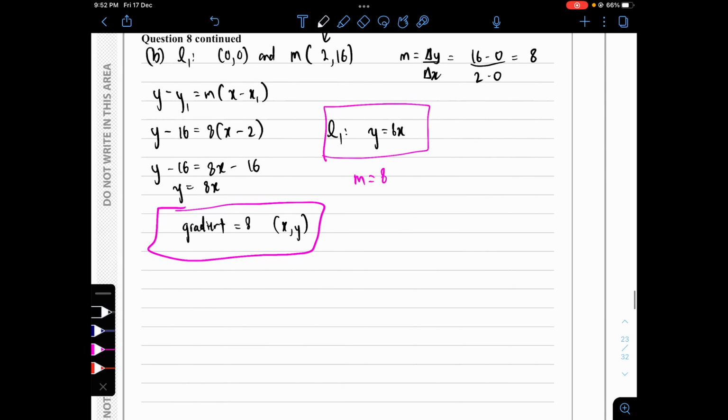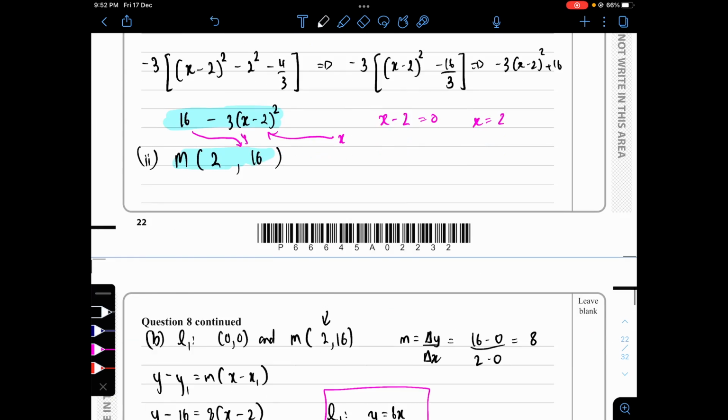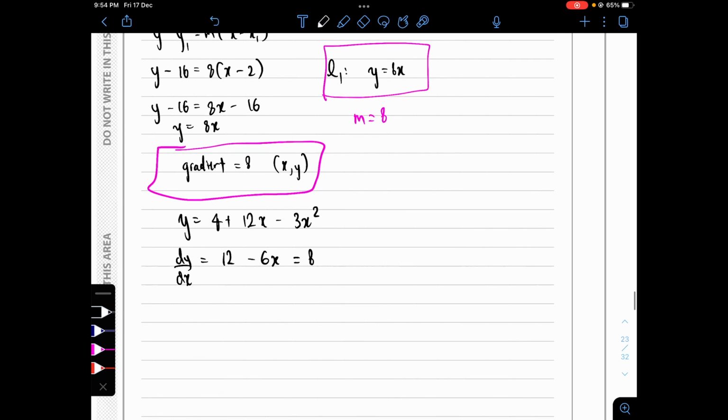So what was the equation initially, if you remember? We can just scroll up. y equals 4 plus 12x minus 3x squared. So dy over dx is 12 minus 6x. And this now equals 8, because we want a line that is parallel to L1. So 12 minus 8 equals 6x, so 6x equals 4. So 4 over 6 is 2 over 3, which equals x. So that's our x coordinate.